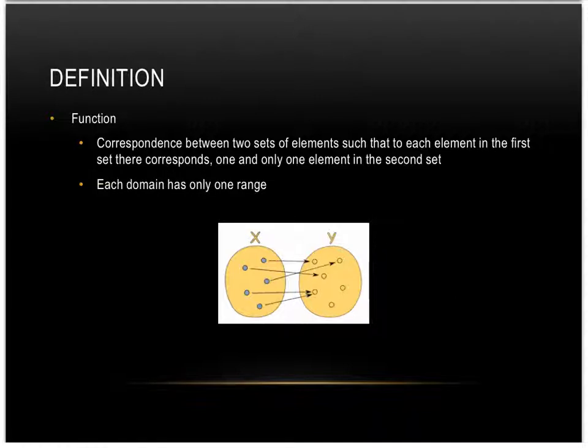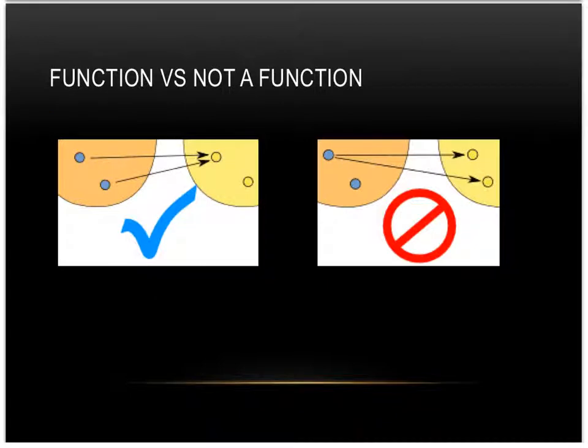So our function definition says we have a correspondence between two sets such that to each element in the first set there corresponds one and only one element in the second set. In other words, each domain has only one range. This would be a function because one x goes to one y. Doesn't matter that this same x, in other words, this could be two students, certainly can both make A's, right? But over here, I couldn't have this student made an A and then also made a B in the same class, of course. That would not be a function.